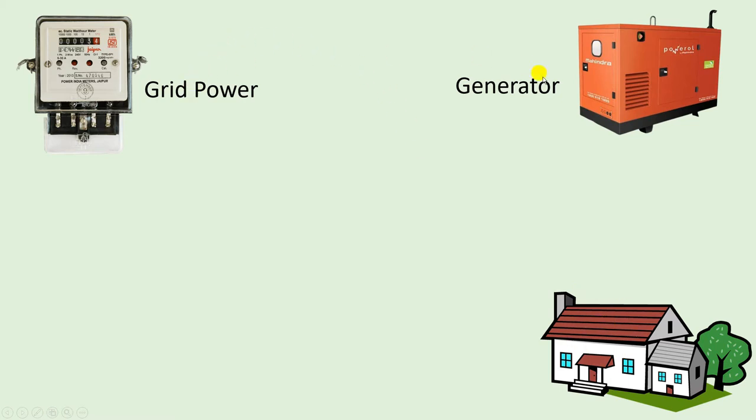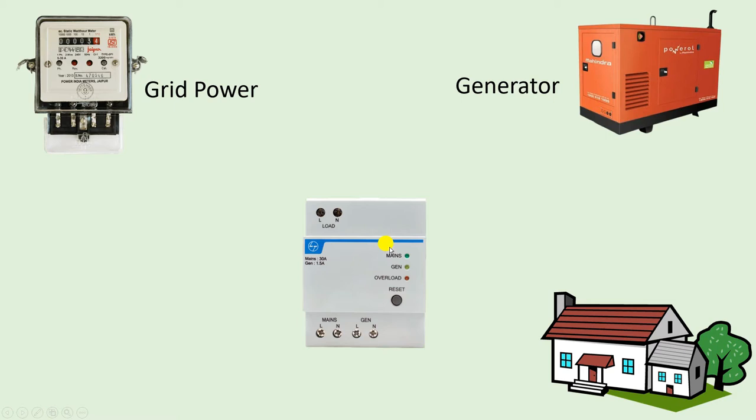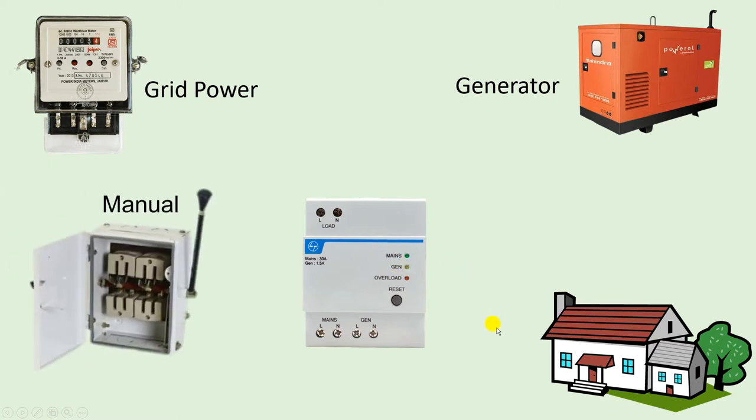Now if you have two different power supplies to run electrical devices in your home, then in this condition you have to use a changeover switch. You will get two types of changeover switch. First is the manual changeover switch, second is the automatic changeover switch. If you want to use a changeover switch for your home, then I will suggest that the changeover switch you use must be automatic.